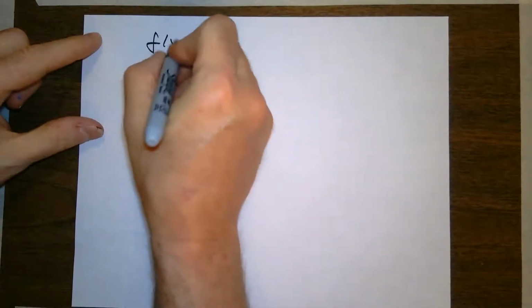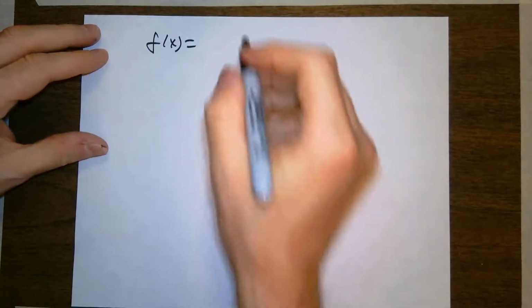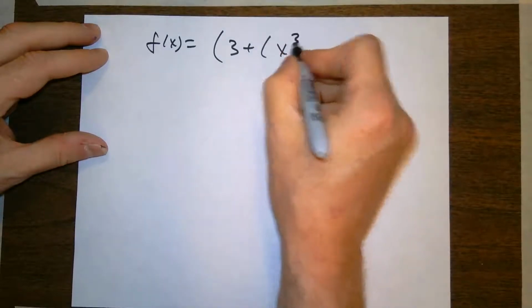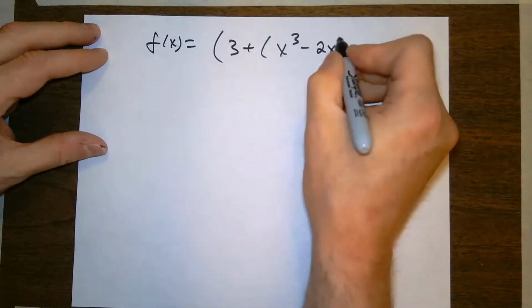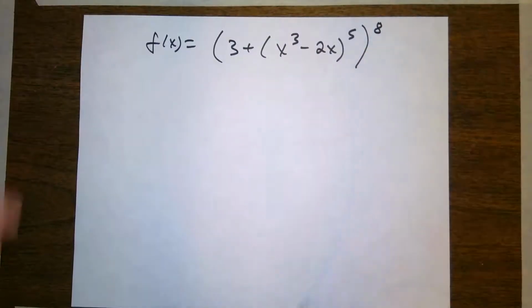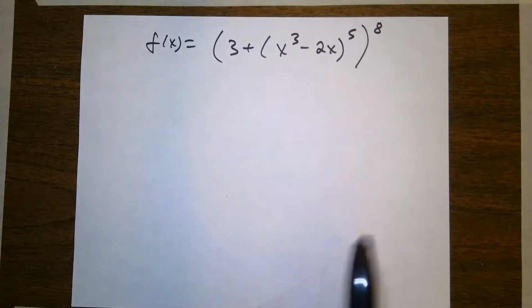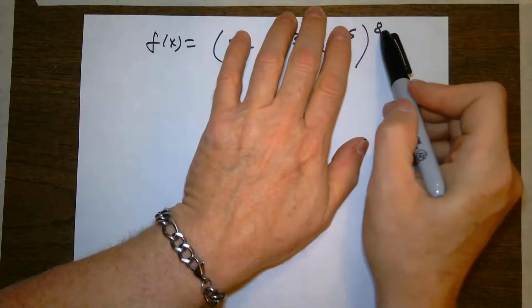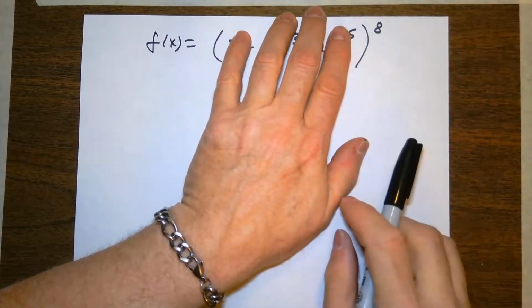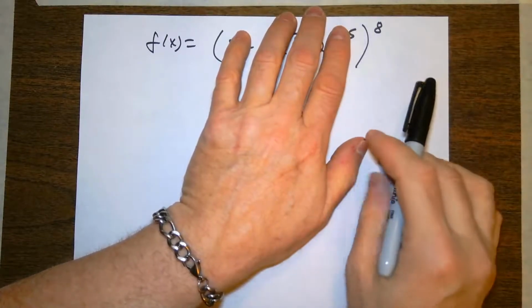So f of x equals 3 plus, open parentheses, x cubed minus 2x to the 5th power, and then this whole thing to the 8th power. All right, so take a look at this for a moment, and what do you see? There's no product rules here, but I've got an outside function, which is this whole thing to the 8th power. And the derivative is just going to be 8 times this to the 7th power. And then I have to do the derivative of the stuff that's inside.